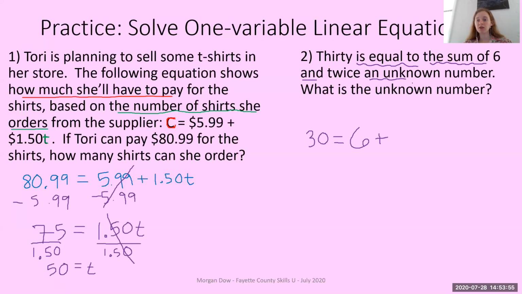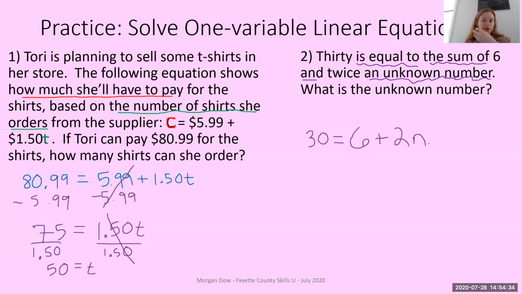Now that unknown number, that's our variable. That's the missing piece of this puzzle. You could call that N, you could call it J, you could call it K, you could call it smiley face, you could call it question mark. I'm gonna call it N for number. So twice an unknown number. Twice means 2 times something, right? Twice of something means you did it 2 times. So we're gonna do 6 plus 2 times our unknown number. So 30 is equal to the sum of 6 and twice our number. What is the unknown number?